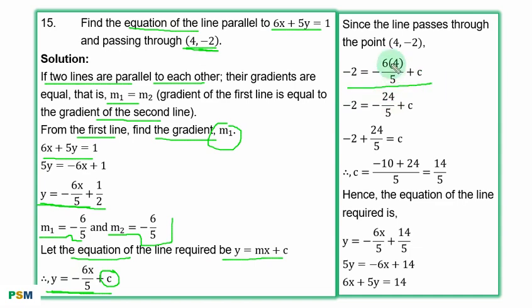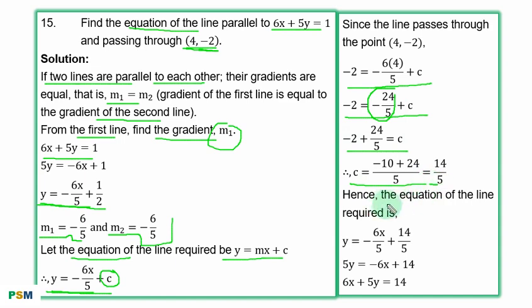If you multiply minus 6 by 4, you have this result. To make c the subject, transfer this term to the left. You have it in this form. If you find the LCM, you have this result. And finally, you have 14 over 5.